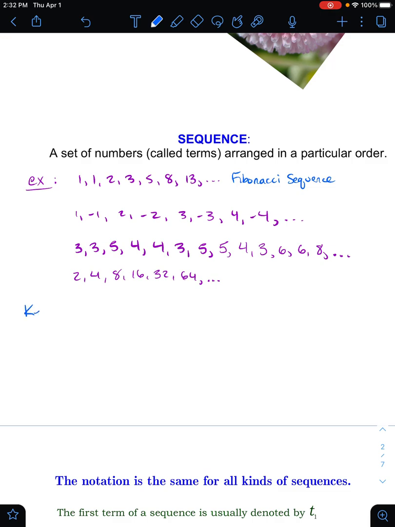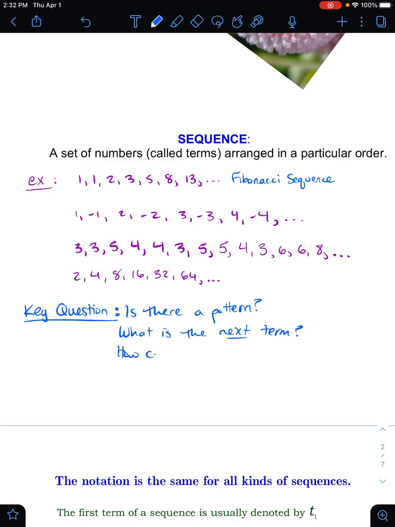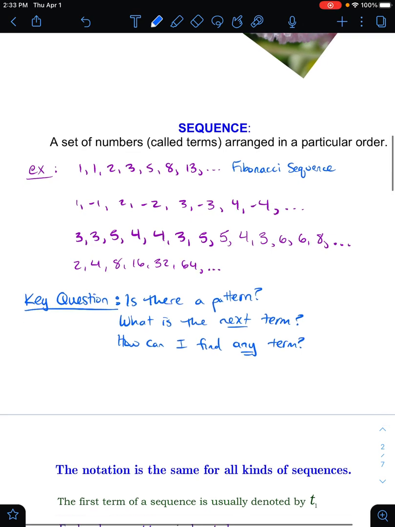So our key question for the unit is: is there a pattern? What is the next term? As in, how could I continue the list? Or, how can I find any term? If I want to find any number, let's say I want to find the 1,000th number, how could I do that? Is there a quick way?